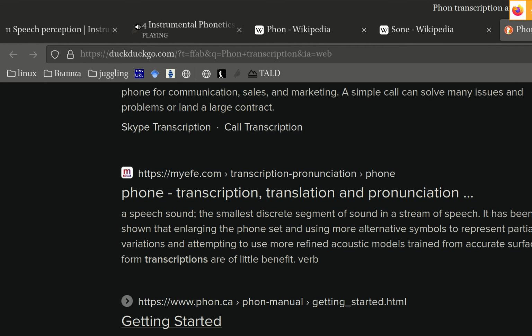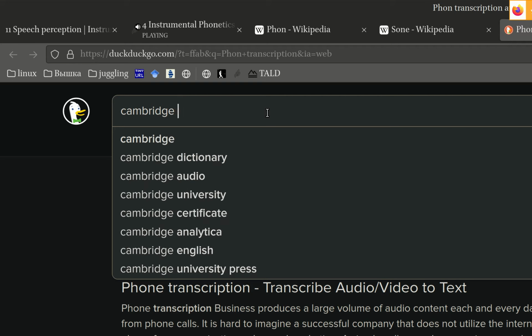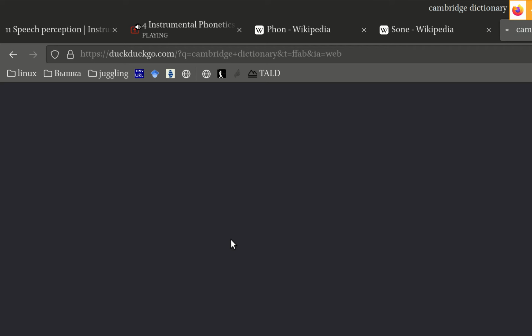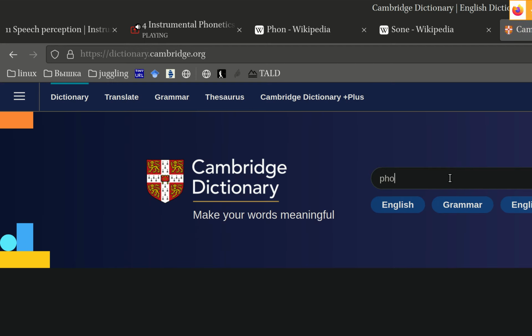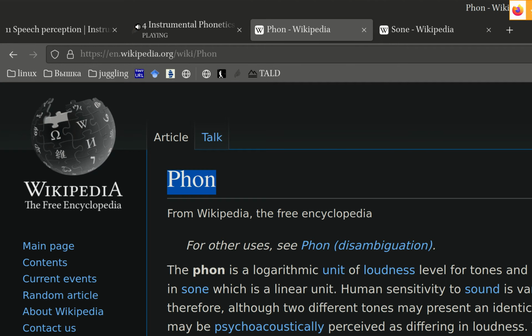I think it makes sense to go to, for instance, the Cambridge Dictionary online. Oh no, they don't know this word. Okay. But we can test our vocabulary with their fun image quiz. That's great. So yeah, I would call it phon.